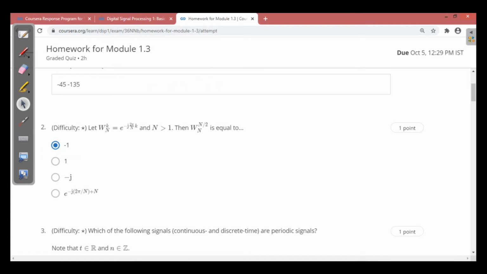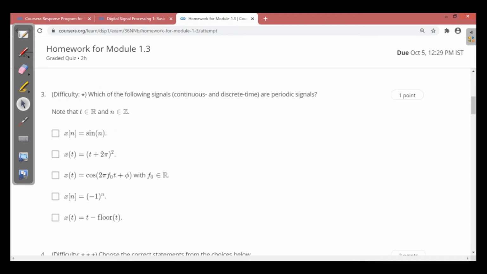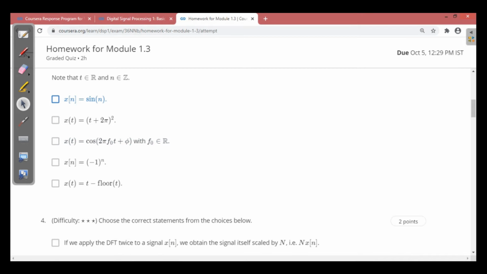Okay. Next, the third one. Which of the following signals, continuous and discrete time, are periodic signals? We can easily conclude that by seeing the signal itself. x[n] is equal to sin n. I already told you that to conclude whether any discrete time signal is periodic or not, just check its frequency, whether it has the term π; then it is periodic, otherwise aperiodic. So it is not the periodic one.